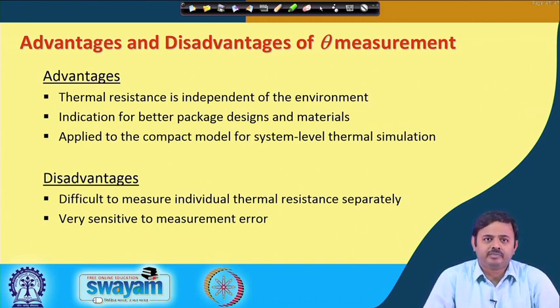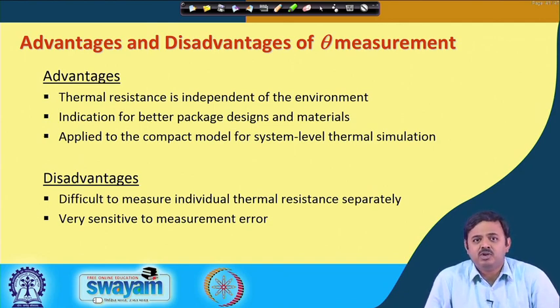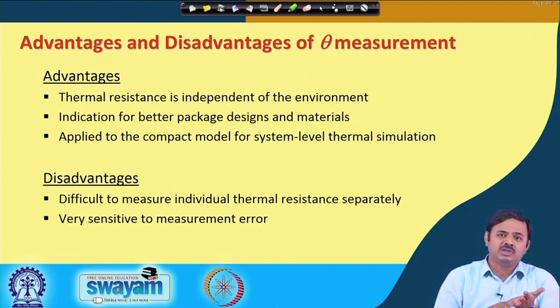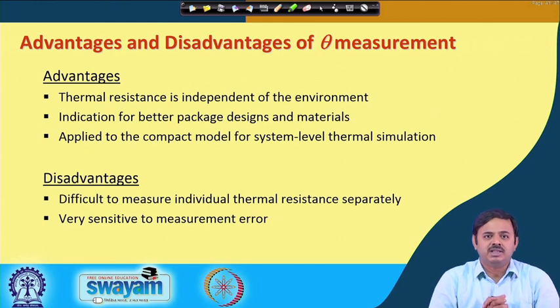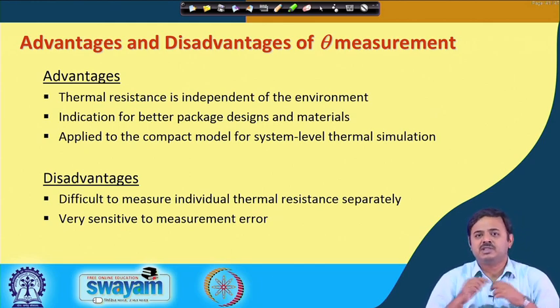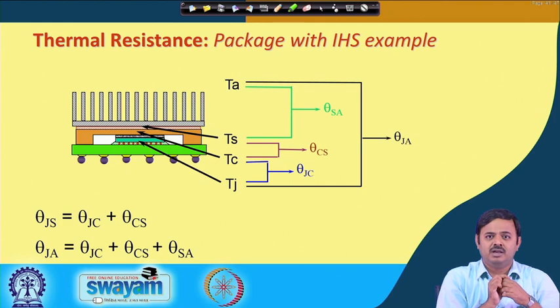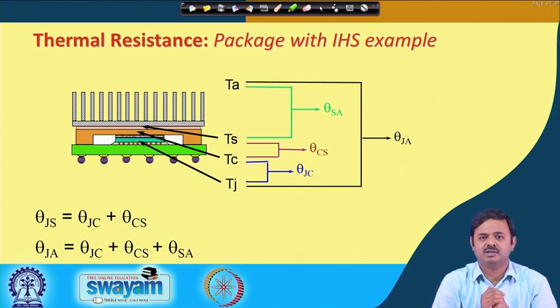Now, what are the disadvantages? It is very difficult to measure these thermal resistances separately, because sometimes these temperatures can be so close. Also, where do you put the thermocouple? So, the measurement is not easy, and it is very sensitive to measurement error. Think about it: if I want to measure the temperature of the sink TS and TC in the previous slide, it is impossible. Where do you put the thermocouples? They are going to collide with each other.